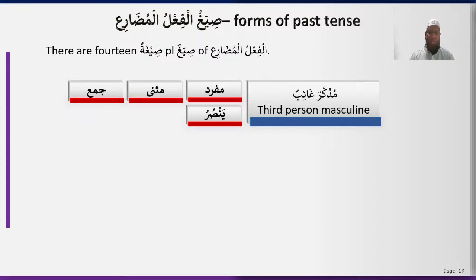So عين الكلمة can have a dhamma, can have a fatha, can have a kasra. There is no rule, just have to memorize it. So it's the easiest way to memorize فعل مضارع that we memorize with فعل ماضي. نصر ينصر. And the فعل مضارع, the إعراب is مرفوع.